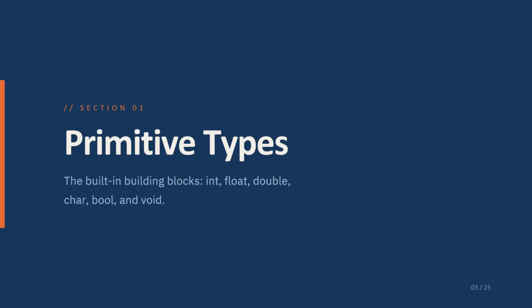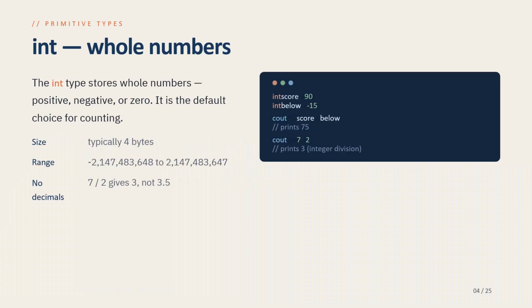So let's begin with the most basic category called primitive data types. These are built-in data types provided by C++. They include int, float, double, char, bool, and void. Almost every C++ program uses one or more of these primitive data types.